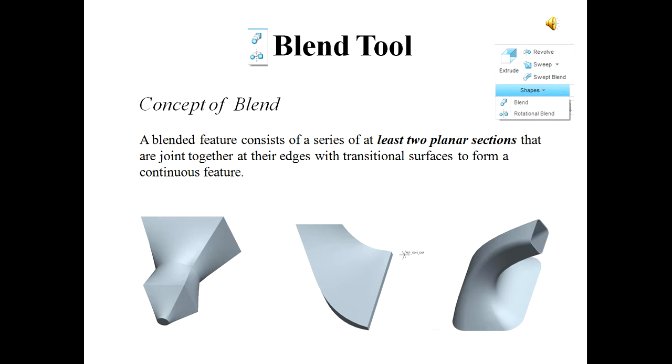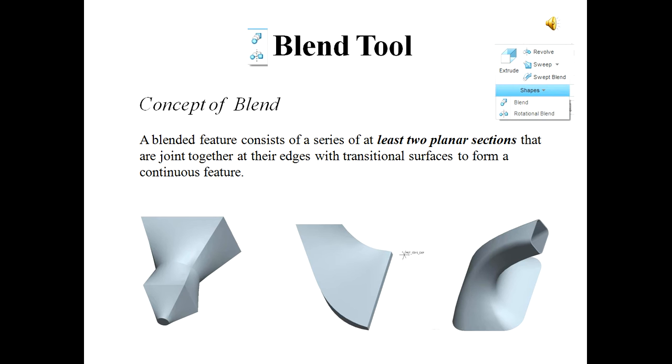So friends, let's try to understand the concept of blend tool. A blended feature consists of a series of at least two planar sections. That is, blend can have only sections and no trajectories can be used as in the sweep command. Any number of sections can be blended, but minimum two are required.